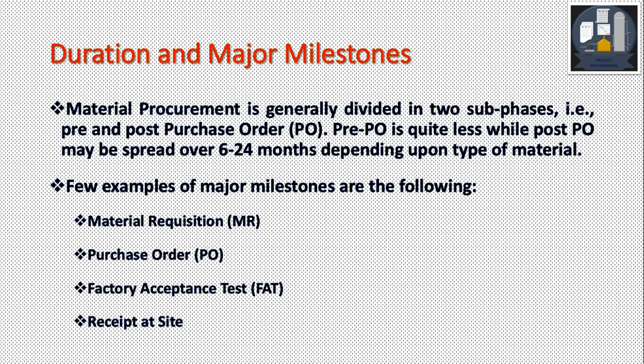The duration I have given here, 6 to 24 months, depends upon the type of material. Then I will give a few examples of major milestones during this phase. These are material requisition, the point where material procurement starts. Then purchase order, another important milestone. Factory acceptance, then receipt at site, then finish. There are also intermediate milestones.